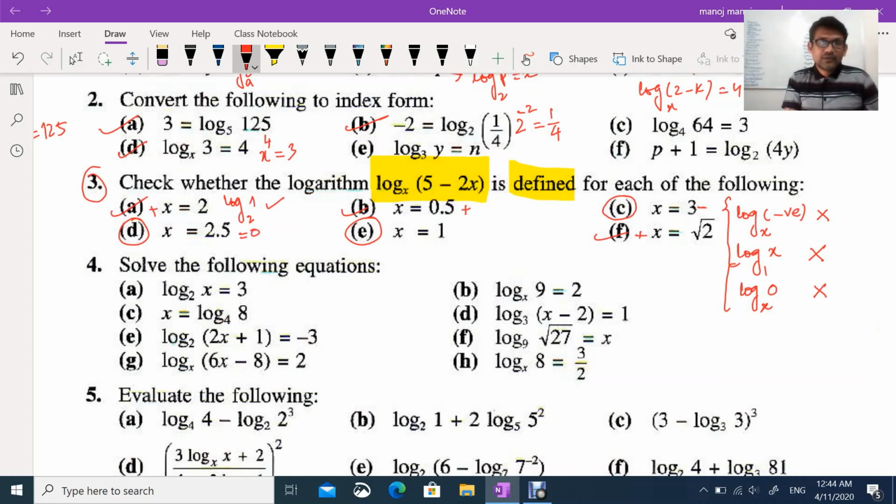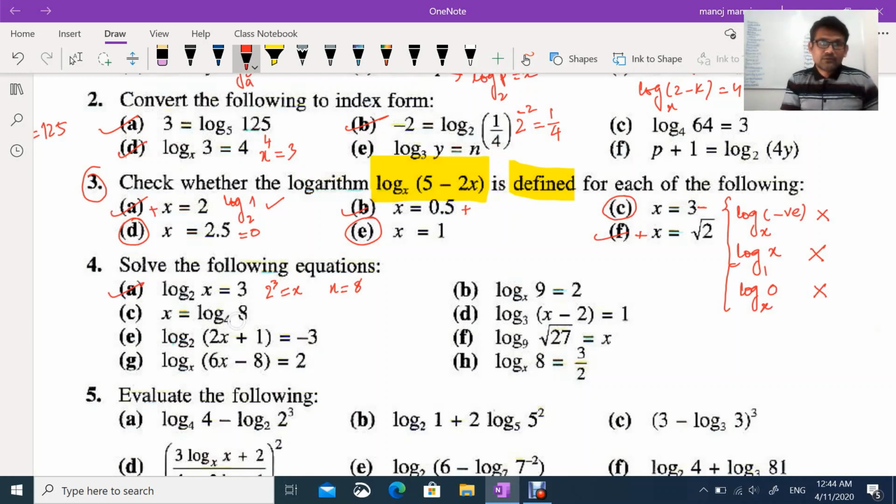Solve the following. Very simple. This is only for the practice. I have to convert it into index form. 2 power 3 is equal to x. So 2 power 3 is 8. x is equal to 8, and we have done it. There is no problem. Part C, I will do these questions, this part.